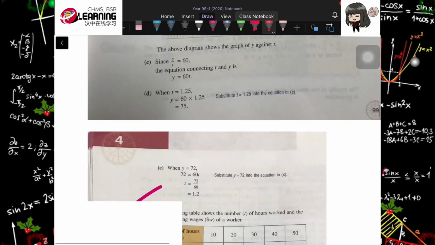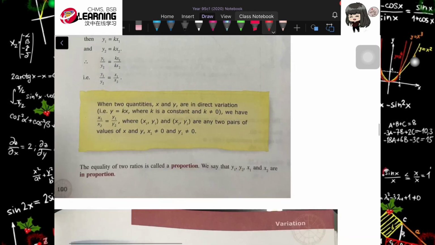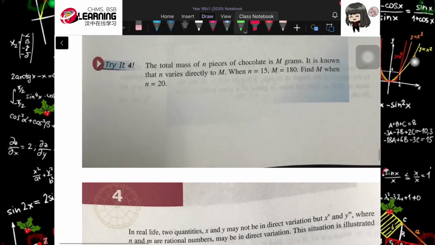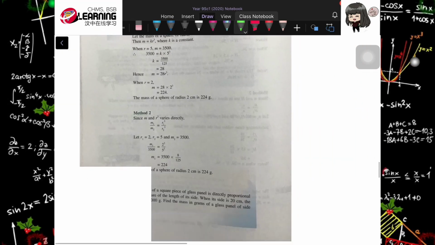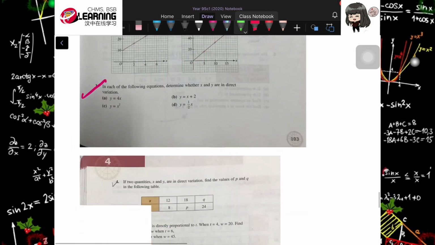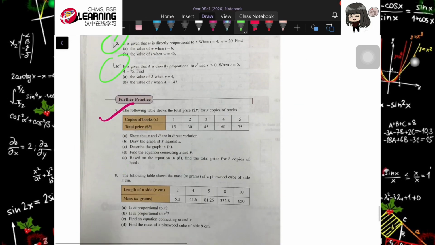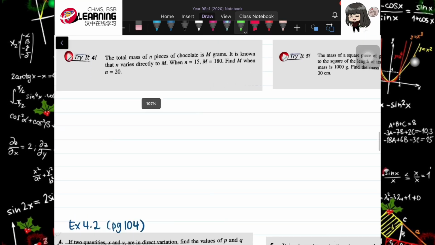So we are going to cover Try It 3 today. Try It 3 was last lesson. Try It 4. We're going to cover Try It 4, Try It 5, and Exercise 4.2, question numbers 4, 5, 6, and 8. We are going to cover all of this. So let's start from Try It 4.